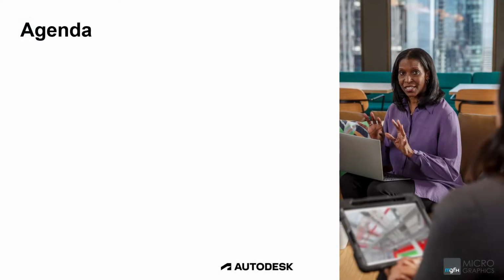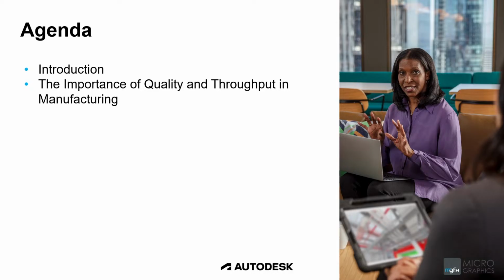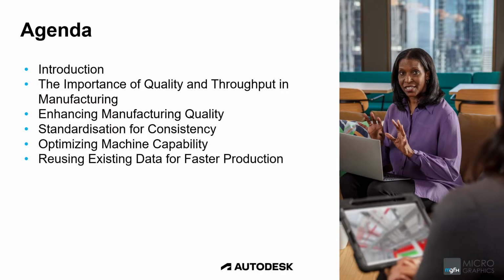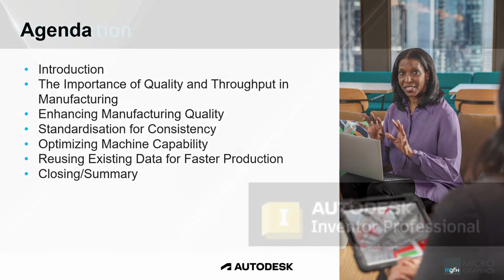On today's agenda, we've got an introduction. We're going to look at the importance of quality and throughput in manufacturing, enhancing manufacturing quality, standardization for consistency, optimizing machine capability, reuse existing data for faster production, and lastly we're going to have a closing and a summary.